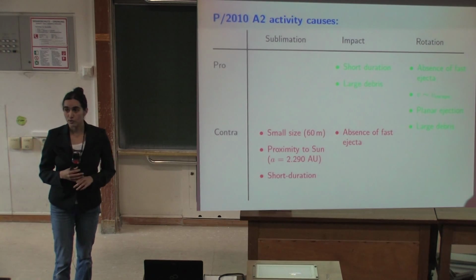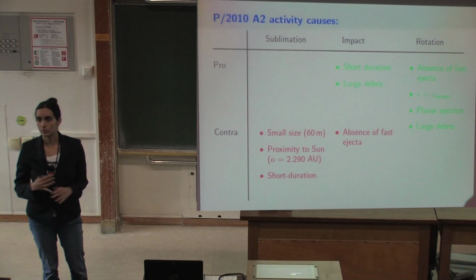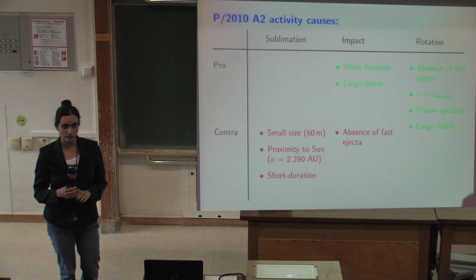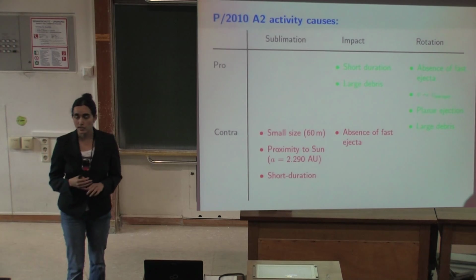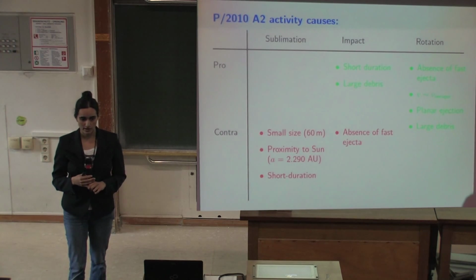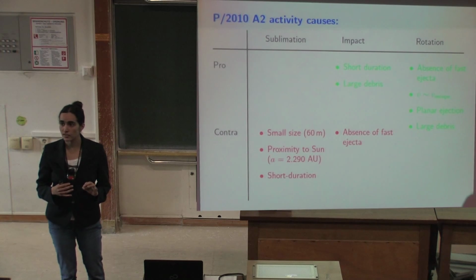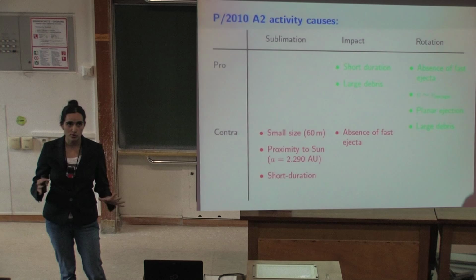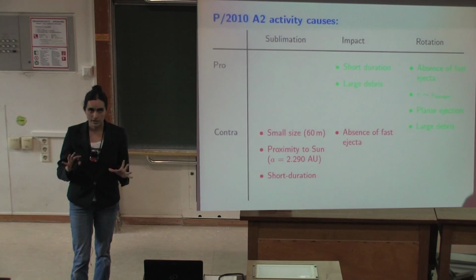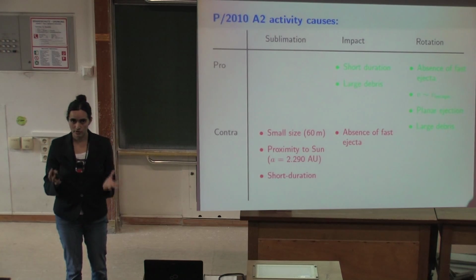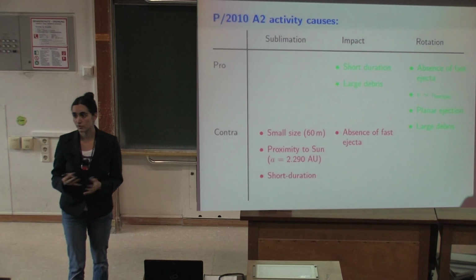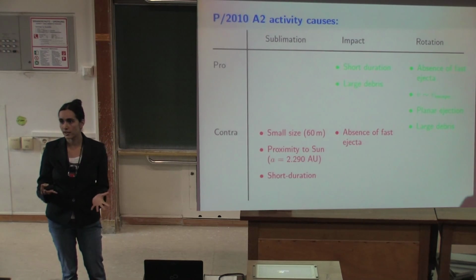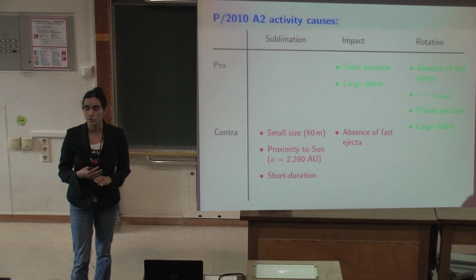On the other hand, if it was an impact, this would be perfectly consistent with the short duration and also with the ejection of large debris. However, we see this absence of fast ejecta. All the ejecta were on the order of 0.1 meter per second and 0.2. So all the ejecta we saw had velocities on the order of the escape speed of the body. So we think that typically a high velocity impact should create also faster ejecta, which we did not see.